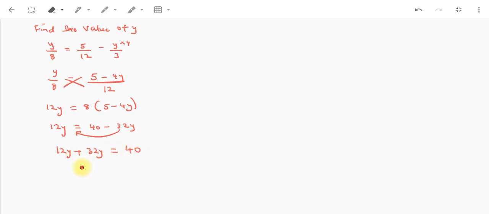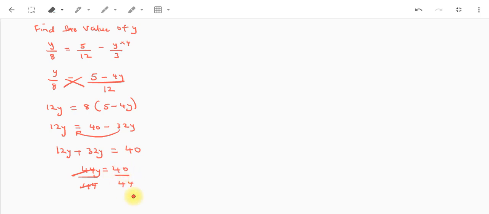Now if I add this up, I'm going to get 44y equals 40. Because I'm looking for y, I'm going to divide through by 44. Please, this is a recorded video. It means you can pause and play it slowly and watch it over and over again. That's how you gain understanding, okay? So 44 can cancel 44.